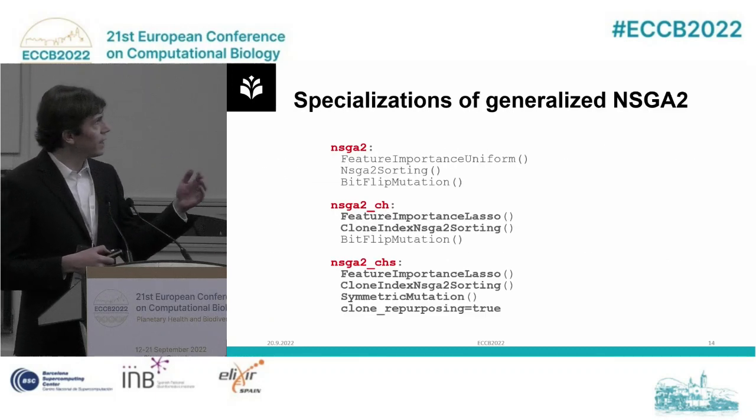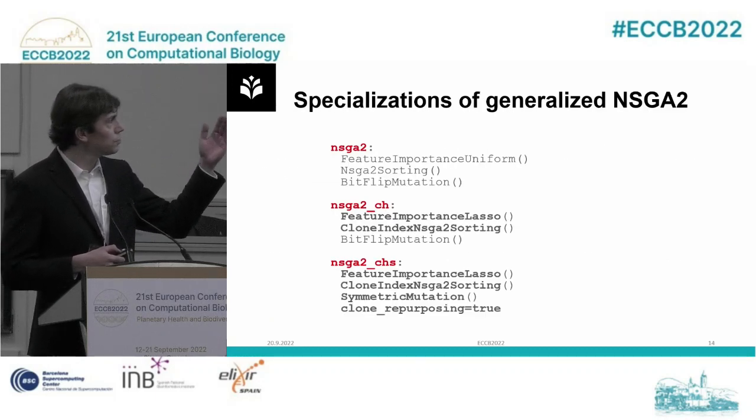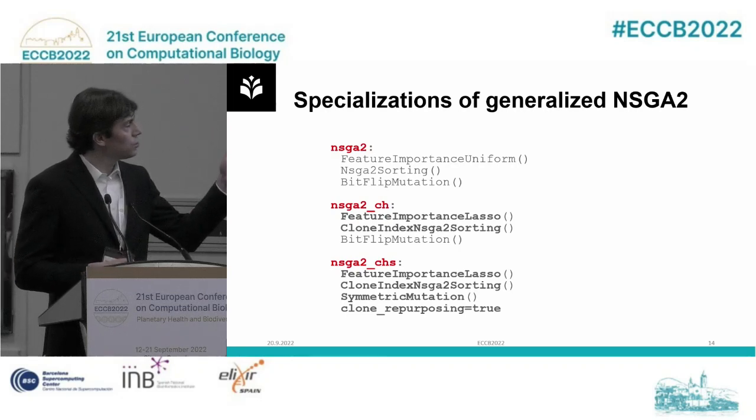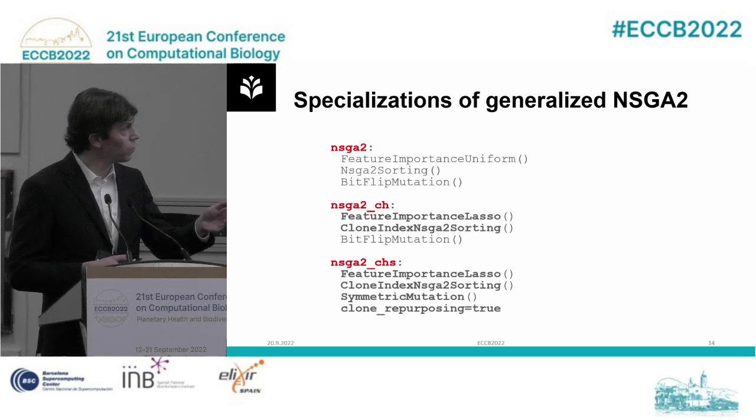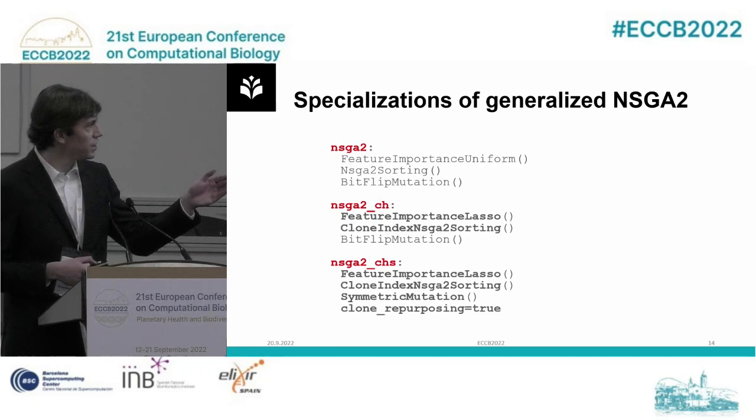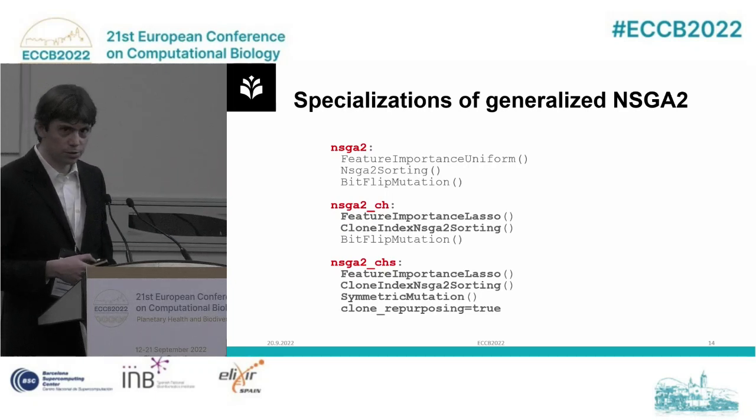And these are the three algorithms: the original NSGA2, where we just use the basic strategies; the NSGA2CH, where we use the strategy of the feature importance from lasso and the strategy of the clone index; and NSGA2CHS, where we use all the strategies.